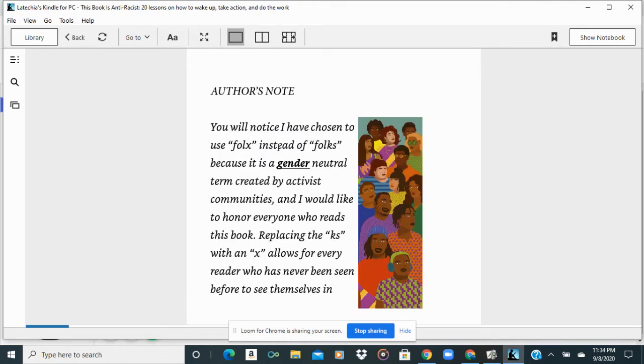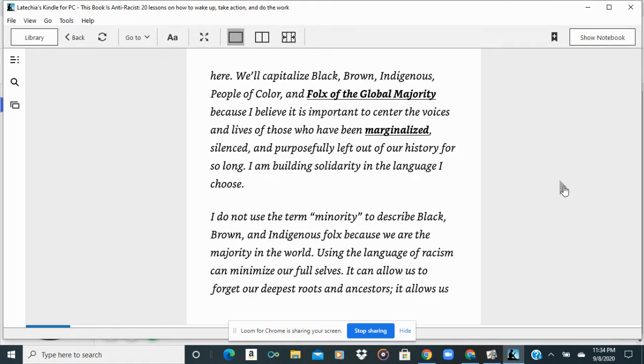So, just a note from the author. You will notice I have chosen to use folx instead of folks because it is a gender-neutral term created by activist communities, and I would like to honor everyone who reads this book. Replacing the K with an X allows for every reader who has never been seen before to see themselves here. I capitalize Black, Brown, Indigenous, people of color, and folx of the global majority because I believe it is important to center the voices and lives of those who have been marginalized, silenced, and purposely left out of our history for so long. I am building solidarity in the language I choose.